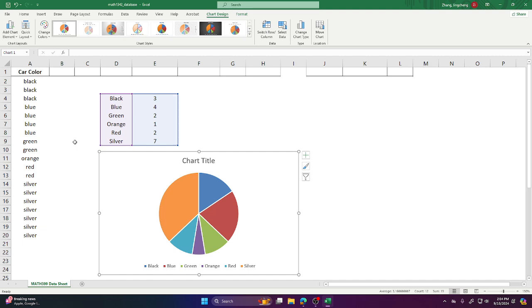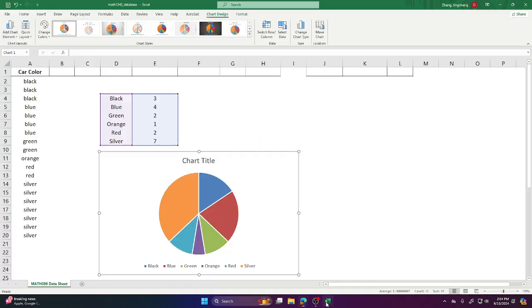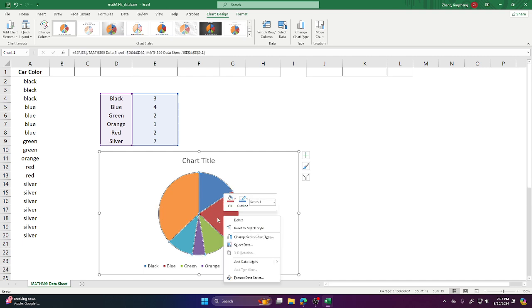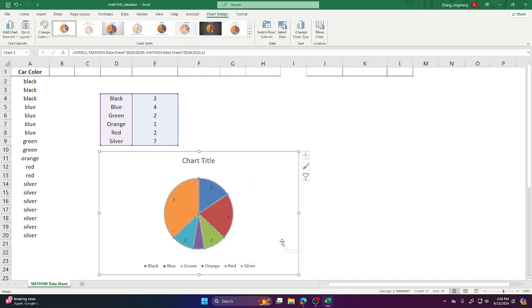I need to do the data callout thingies, right? Let me go back and see what it was. Add data labels and then callouts, whatever that is. Okay, so I'm going to right-click on the pie chart. Just right-click somewhere, add data labels, callouts. There it is. I think they have both. We want both of these. So add data labels, and then I'm going to do this callouts thing.